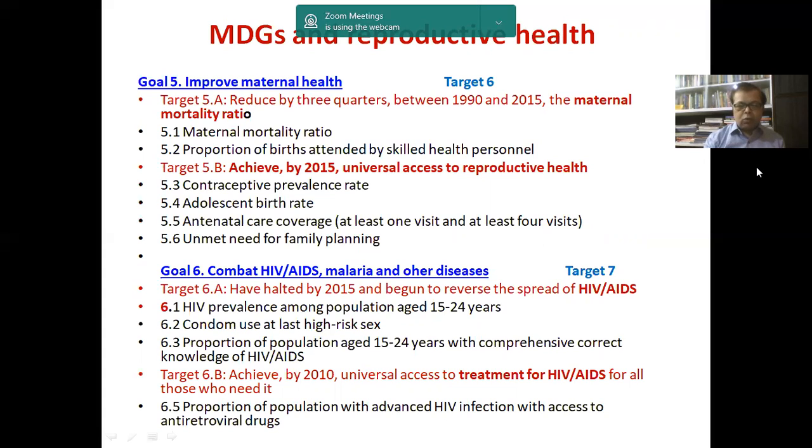Now come to the next goal, goal number 6. This is combat HIV/AIDS and malaria and other disease. This is target number 7. And here again there are specific targets. Have halted by 2015 and begin to reverse the spread of HIV/AIDS. That means complete control over HIV/AIDS by 2015, and then achieve by 2010 universal access to treatment for HIV/AIDS. So basically, both the targets are related to, first, treatment of HIV/AIDS and then complete control of HIV/AIDS. So these were the basic goals as developed in the MDGs.